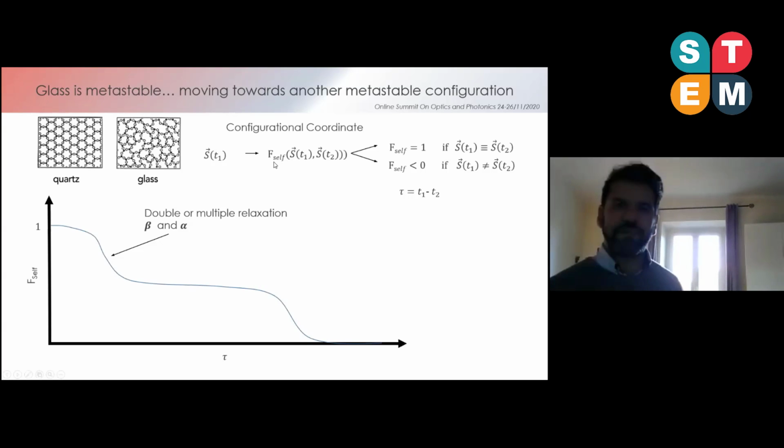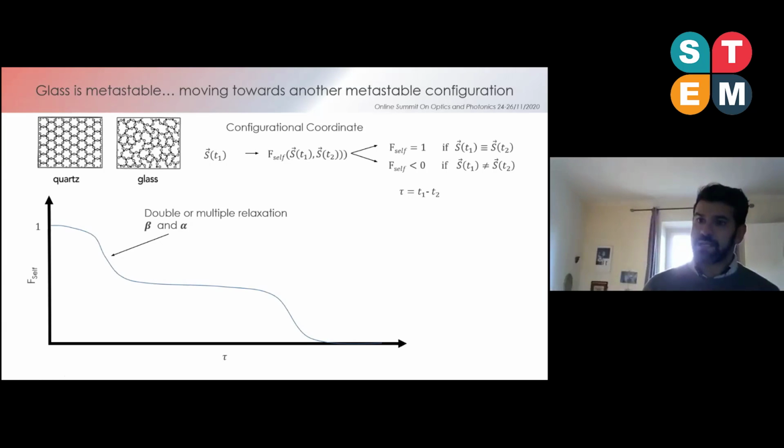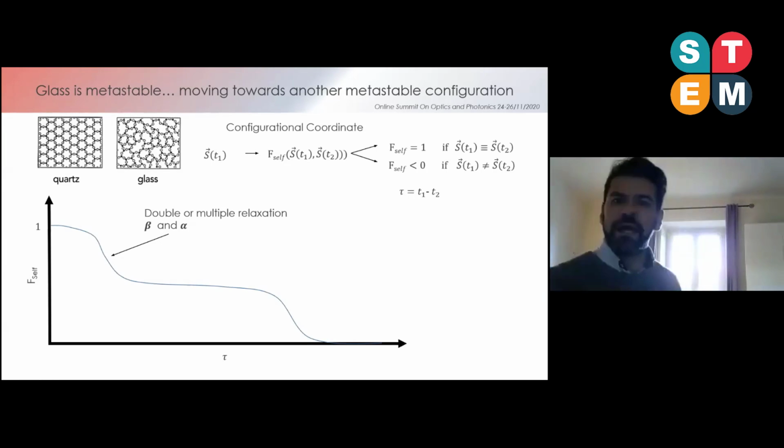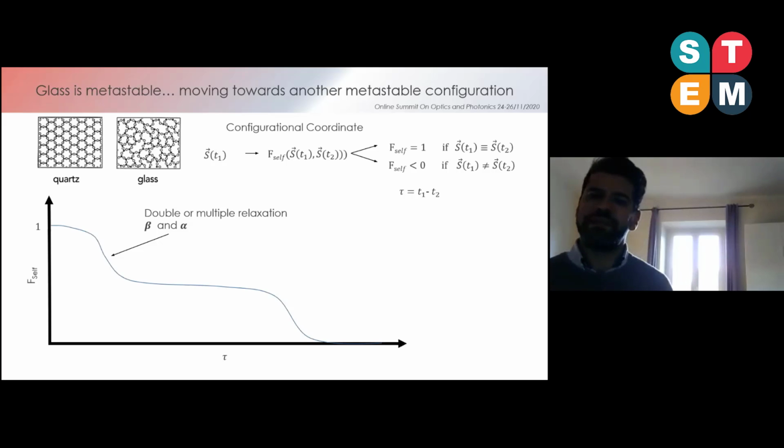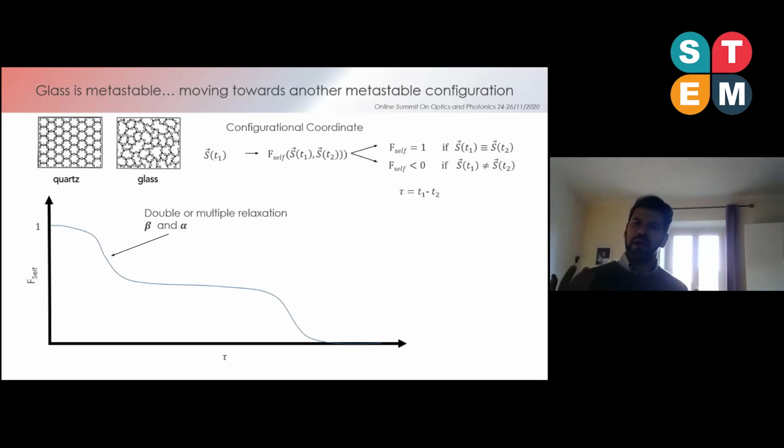So you have, I don't know if you can see the pointer, you have this function, which is actually a function of two pictures of the glass at different times, and this F self function is just the degree of similitude of these structures as a function of time.